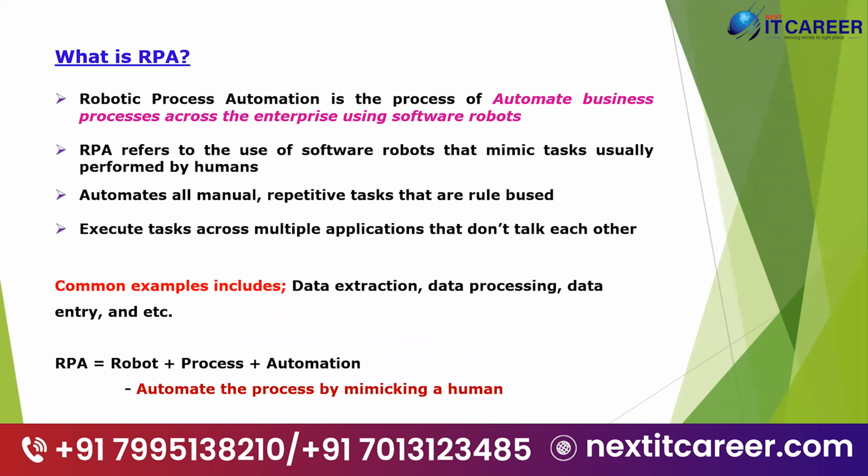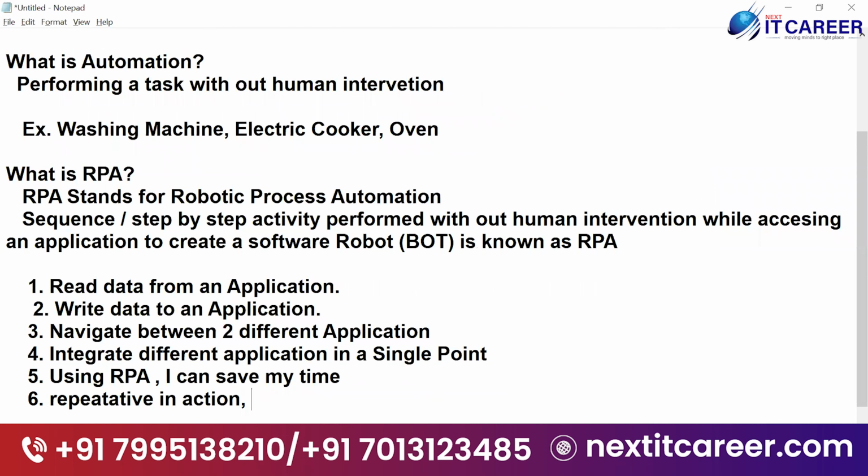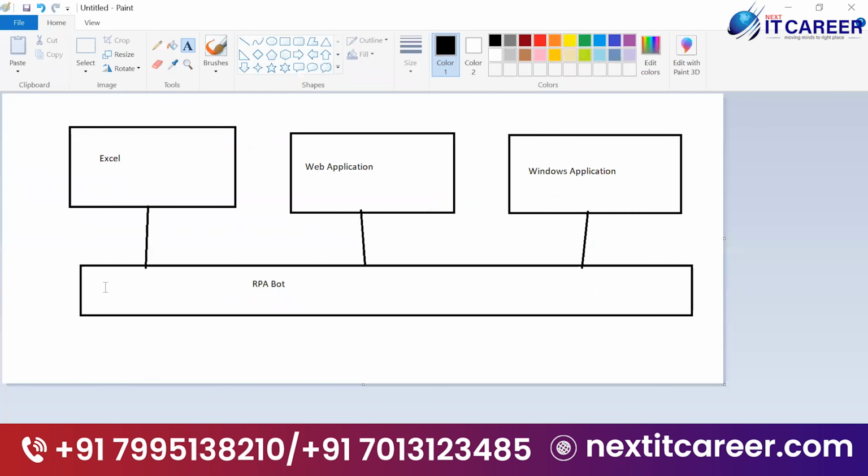You cannot perform on unruled applications. Basically you are going to play with data. If the data is not rule based, you cannot perform. For example, I'm reading data from an Excel. Once I read the data, based on the indicator provided, if the indicator says web, I'm going to update that into a web application. If the indicator says Windows, I'm going to update in a Windows application. So is it a rule-based automation or unruled automation?